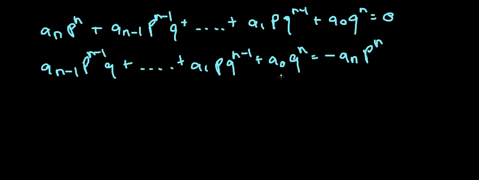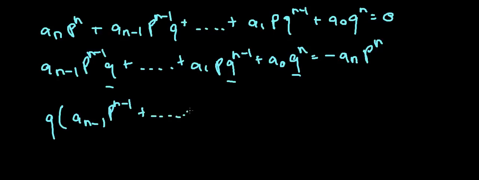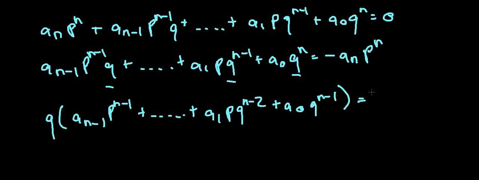And now this time we have a common factor of q on our left side of the equation. And you can see where we're going to be going with this. We're going to do the exact same thing except for q this time. So we factor out a q of the left side of our equation. So a_(n-1) p to the n minus 1 plus, and so on, a1 p q to the n minus 2 plus a0 q to the n minus 1. And this is equal to negative a_n p to the n.